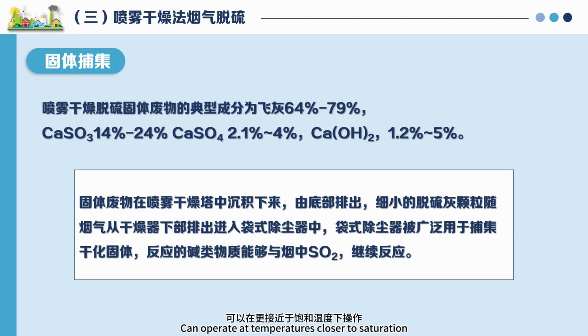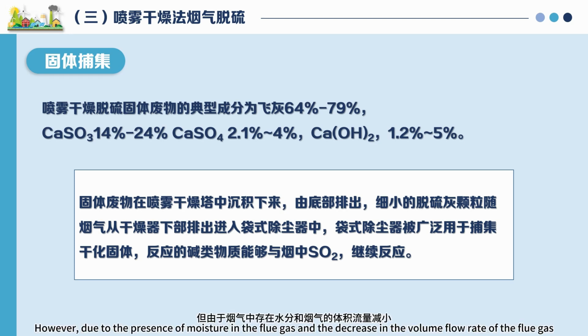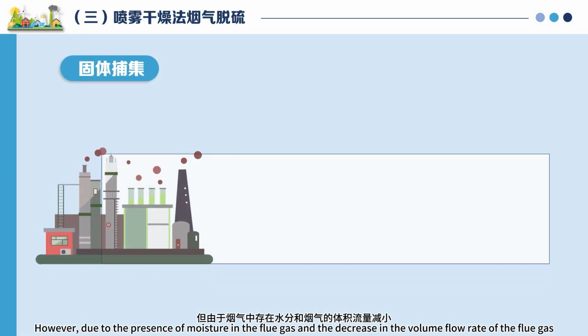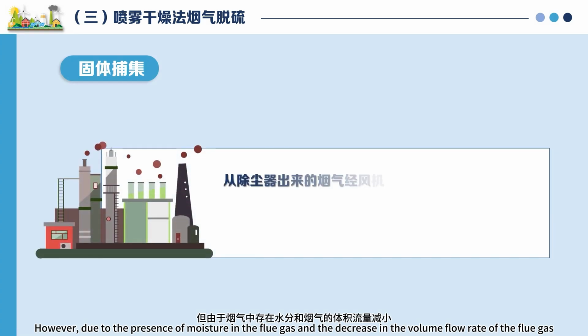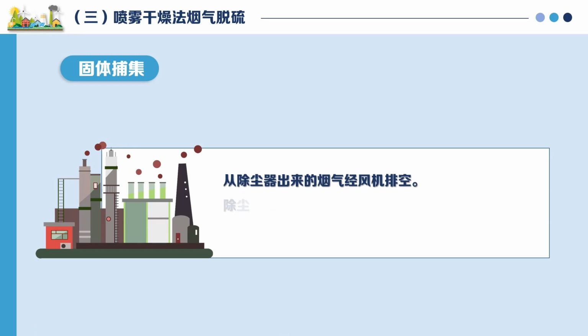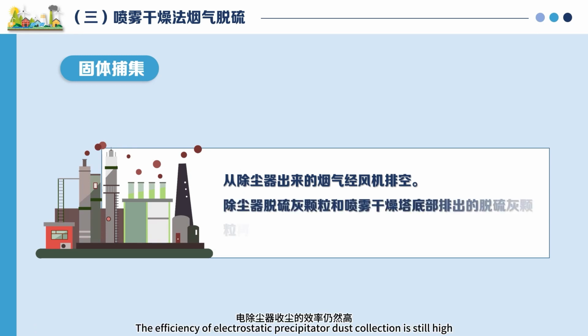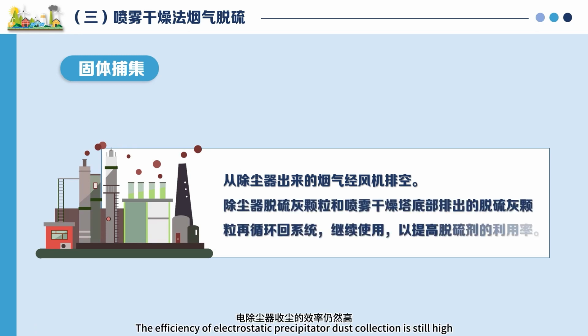The advantages of an electrostatic precipitator are: it is not very sensitive to condensation, and can operate at temperatures closer to saturation, thereby improving the removal rate of sulfur dioxide. Despite the sulfur dioxide in the flue gas being removed, due to the presence of moisture in the flue gas and the decrease in the volume flow rate of the flue gas, the efficiency of electrostatic precipitator dust collection is still high. The flue gas from the dust collector is discharged by the fan.